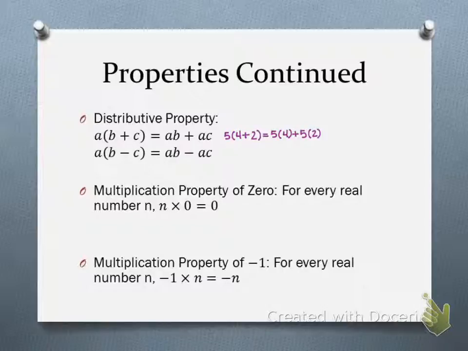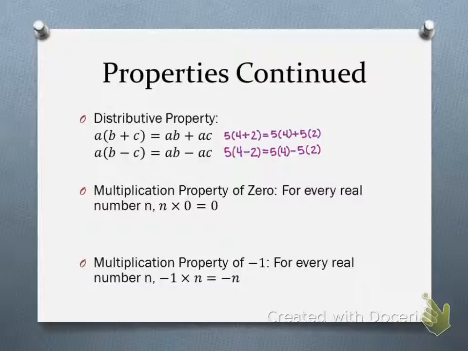Now, the only thing different in this next one is that there is a subtraction sign. So it's going to work the same way. So if we have a times the quantity b minus c, it's going to equal, if we distribute out that a, a times b minus a times c. So again, 5 times the quantity 4 minus 2, we have 5 times 4 minus 5 times 2.